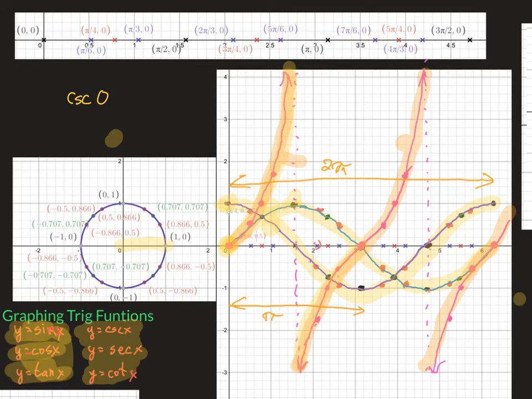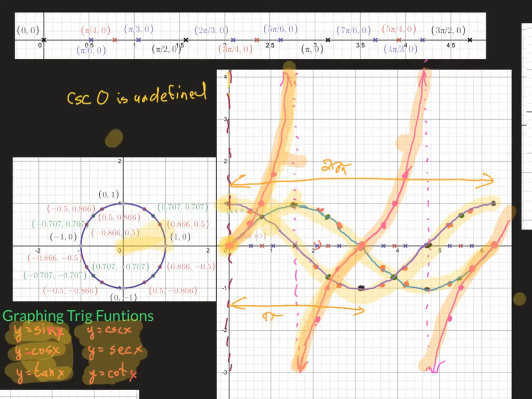Ooh, but that is undefined, so we're going to have to back that up. We cannot say 1 over 0. We're going to have to say this is undefined. So we have no value right there for cosecant.